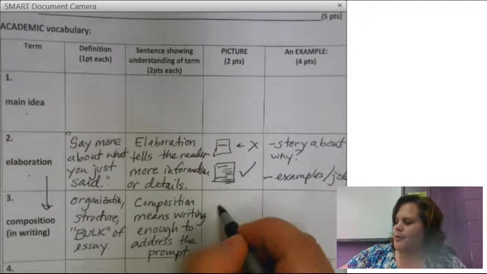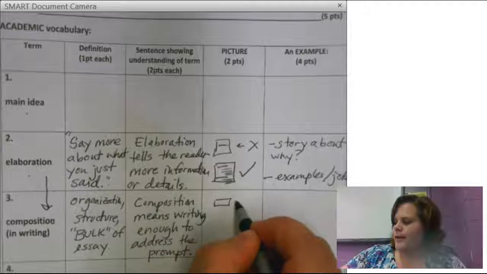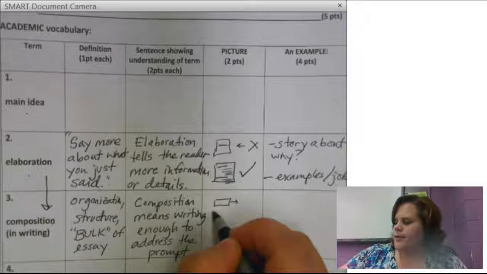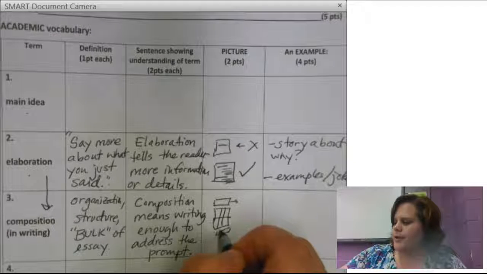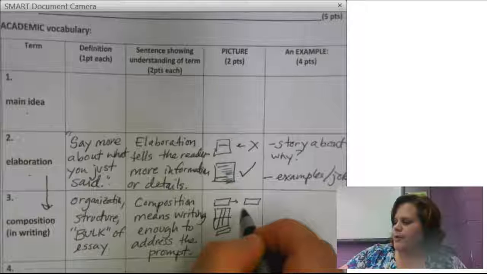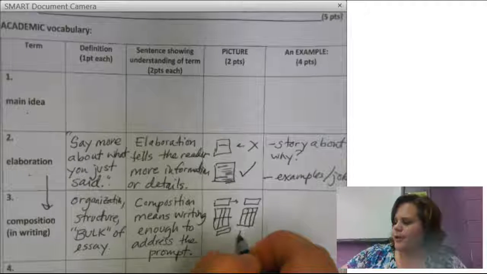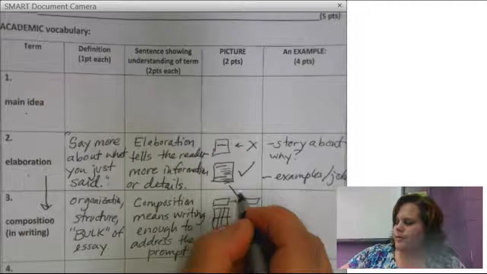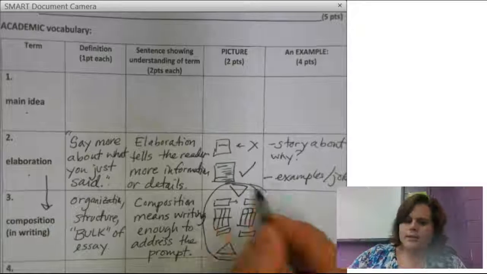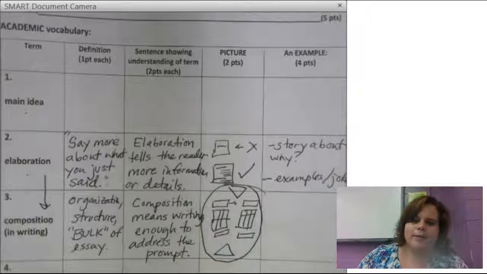When I think about composition, I think about a flea map. I think about, does this person have like lots of details and elaboration? Your flea map is kind of a really good way to do composition. So this whole thing is your composition. Do you have all the elements that you're supposed to have in a piece of writing?